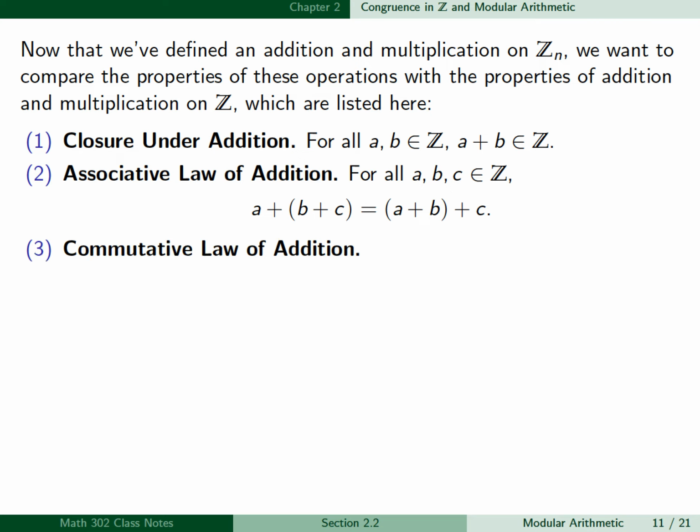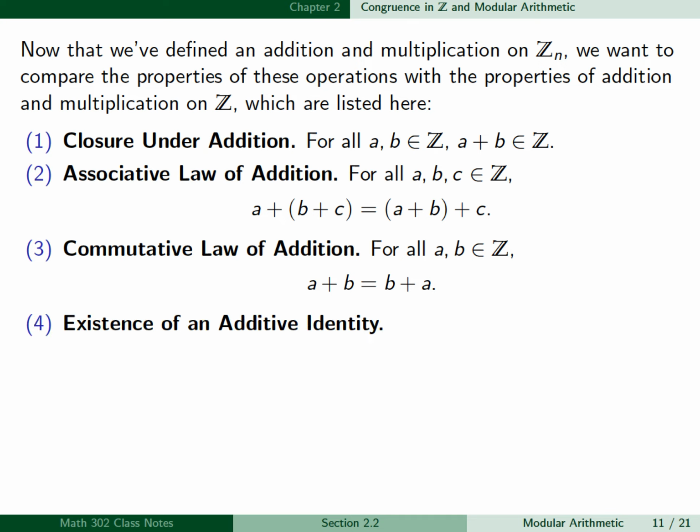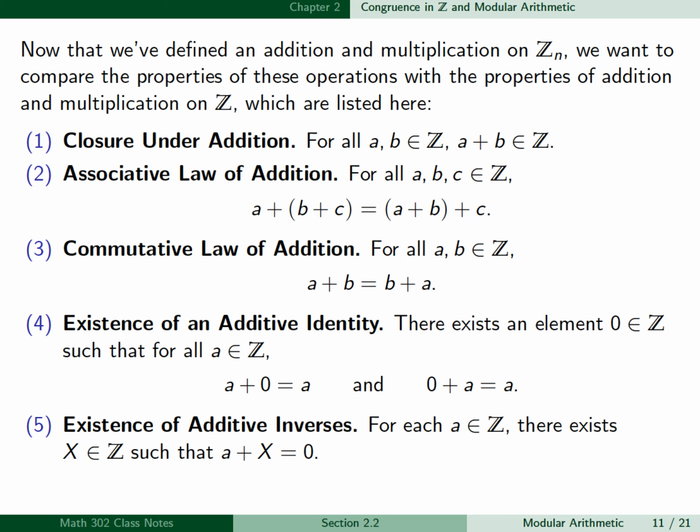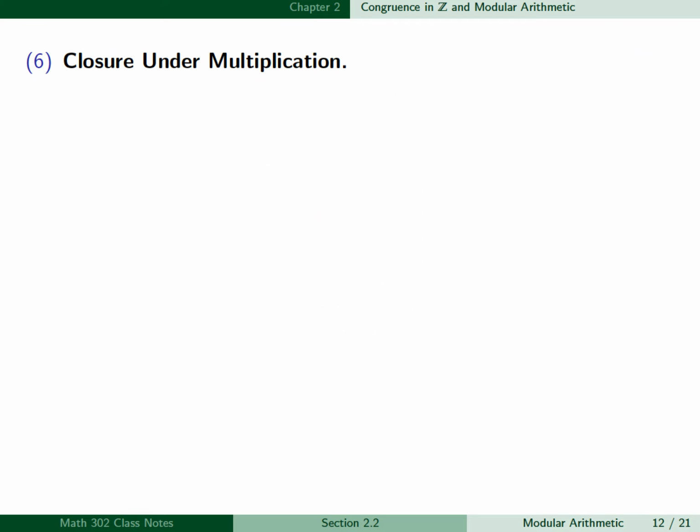The commutative law of addition: for all a and b in Z, a plus b is equal to b plus a. 4 is the existence of an additive identity, and this says there exists an element, namely 0 in Z, such that for all elements a in Z, a plus 0 is a, and 0 plus a is a. And then 5 is the existence of additive inverses. So for each element a in Z, there exists an element x in Z such that a plus x is equal to 0. 6 is closure under multiplication: for all a and b in Z, a times b is in Z.